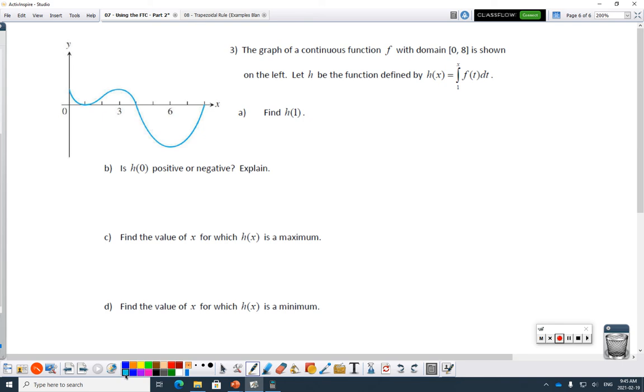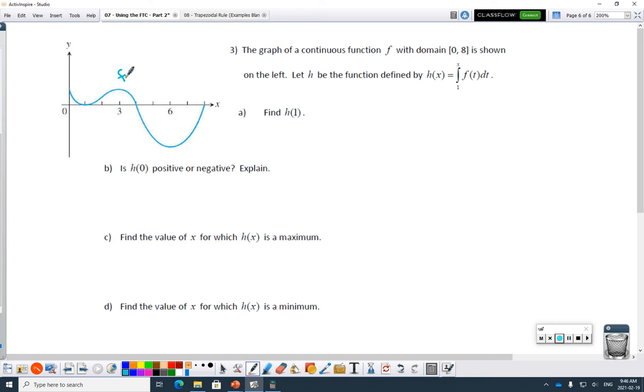As blue, there's blue right there. I'm going to label that f. How did I do in matching the color? It needs to be clear what f is. That's the function f on the domain 0 to 8. So apparently this thing only exists between 0 and 8.